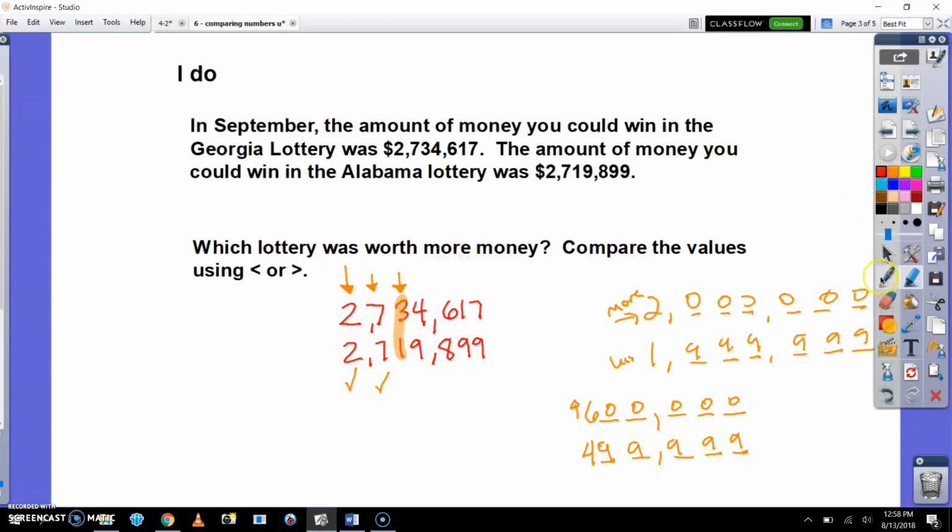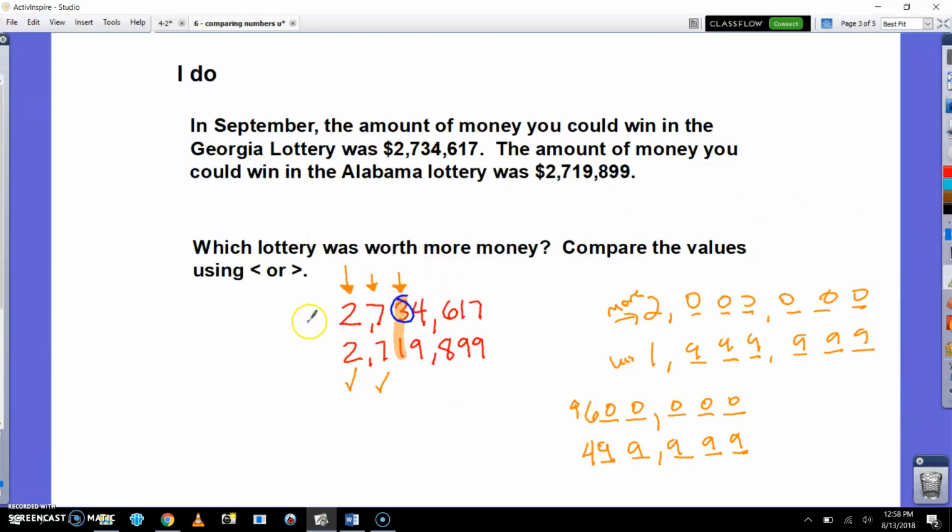This is going to have to be it. So this is the greater number, and this is less. Doesn't even matter what's after it. It doesn't matter that this one has all these 8s and 9s. Doesn't matter at all, because if I start those numbers out, this one's 273 something, something, something, something. And this one's 217 something, something, something, something.